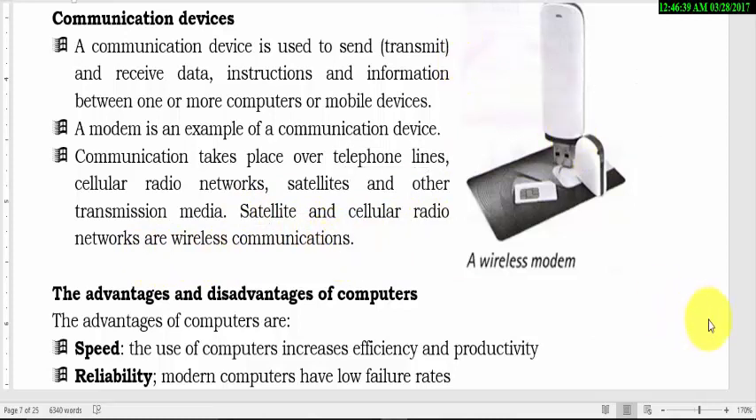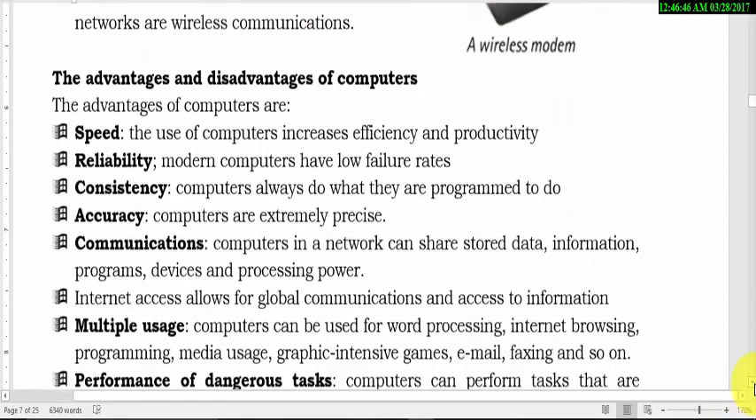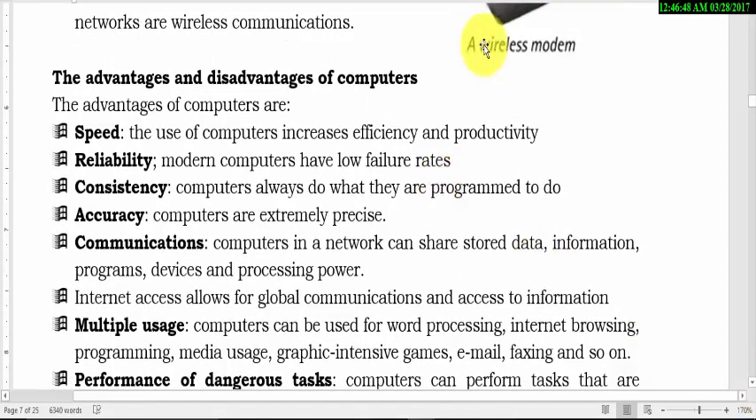Thank you, students. So we look at the other part which says the advantages and disadvantages of computers. Why are computers so good to work with? Why are computers bad to work with? That is the advantages and disadvantages of computers.